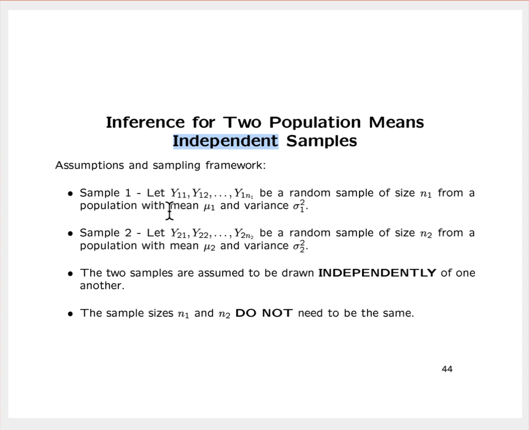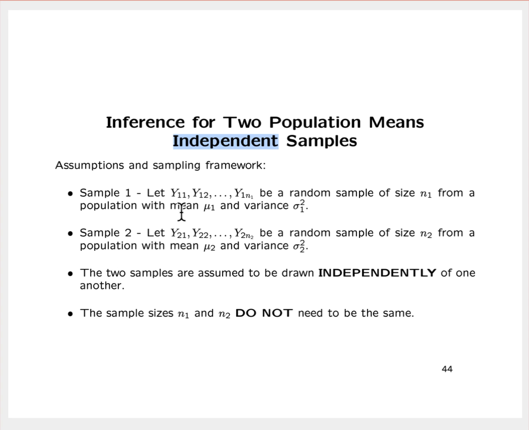So the convention here is that we're going to use the first subscript to identify the sample number, and the second subscript to identify the observation within the sample. And so Y11 is the first observation within the first sample. Y12 is the second observation within sample 1, and so forth. And so we have a random sample of size N1 from a population with mean which we'll denote by mu1 and a variance which we'll denote by sigma 1 squared.